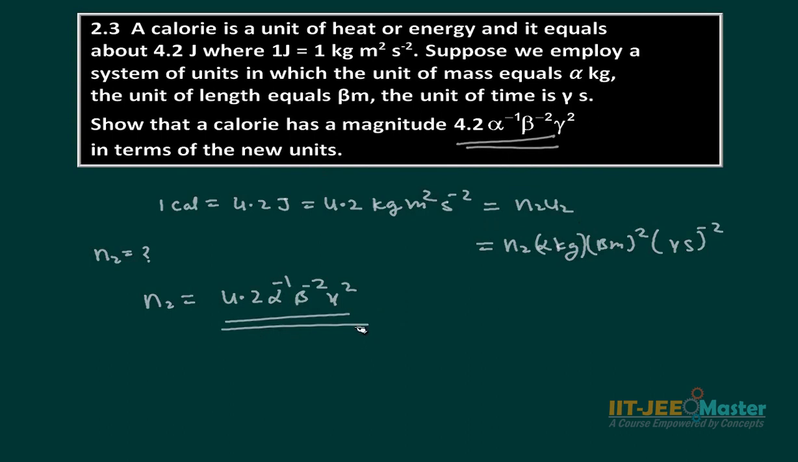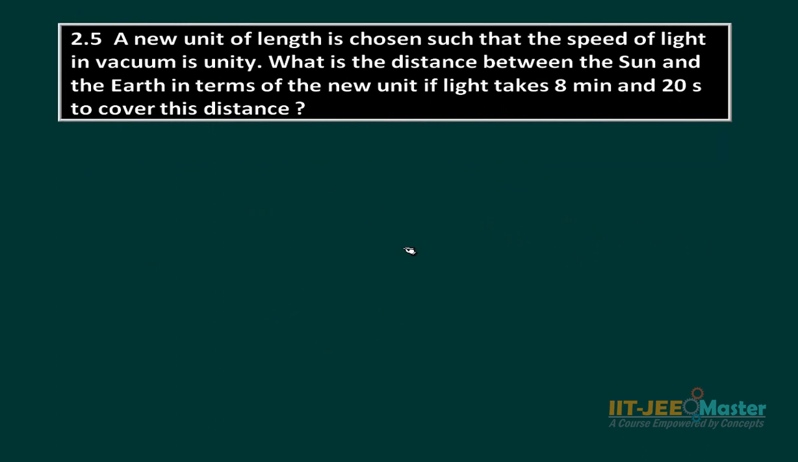So let us see the next problem. We are including this question now. A new unit of length is chosen such that the speed of light is v. What is the distance between Sun and Earth in terms of the new unit if light takes 8 minutes and 20 seconds to cover this distance?